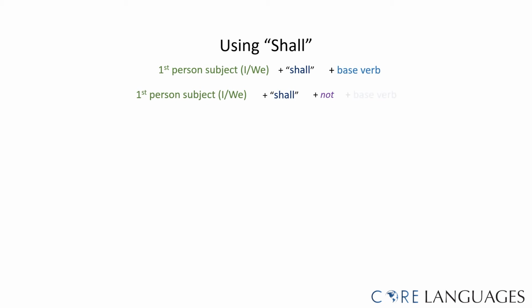We can also formulate sentences in the future tense by using the modal verb shall. However, it is not as commonly used as will or going to, and it can only be used with a first-person subject, such as I or we. The formula for using shall is first-person subject, I or we, shall, and a base verb. If we want to negate a sentence using shall in the future tense, we simply add not. First person subject, I or we, shall, not, and the base verb.